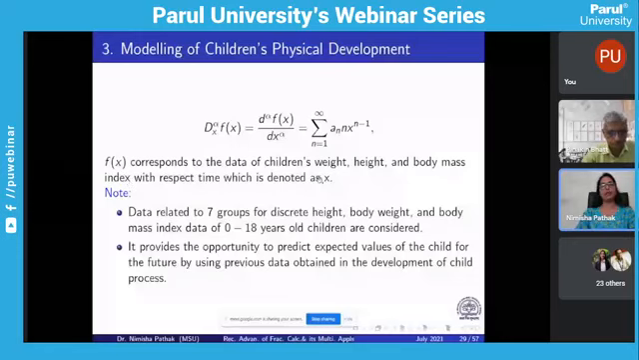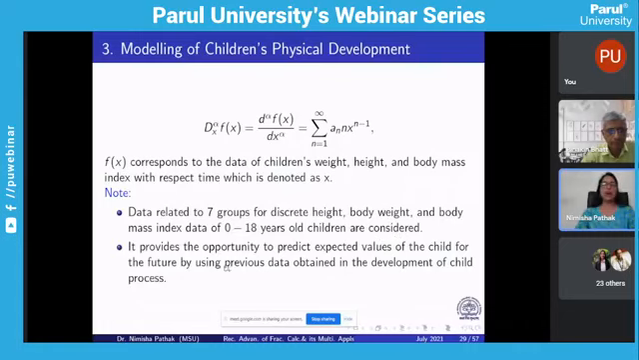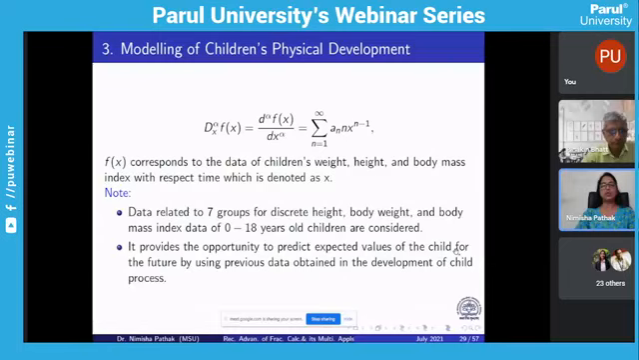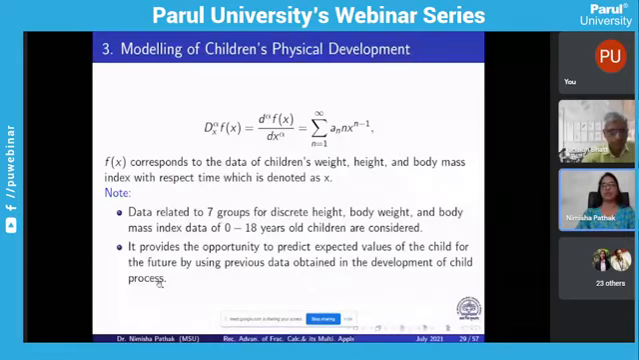So in that paper, actually, data related to 7 groups for discrete height, body weight, and body mass index was collected for children 0 to 18 years old, below 18 years. After analyzing and using the least square curve techniques, they obtained the continuous curves, and they analyzed that it provides the opportunity to predict expected values for the children in the future by using previous data, obtaining the development of the child process. So we can see how fractional calculus is useful to model children's physical development also.